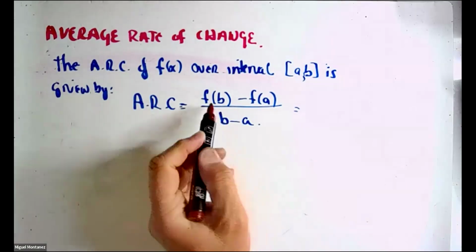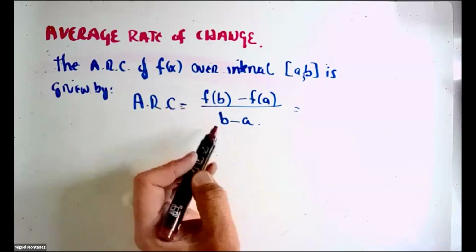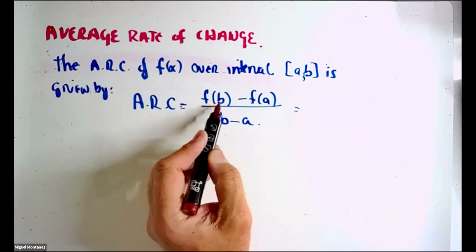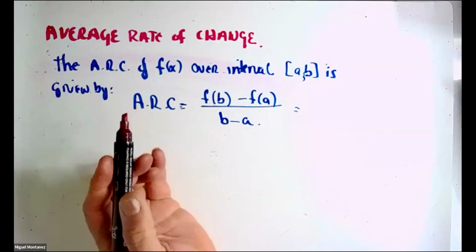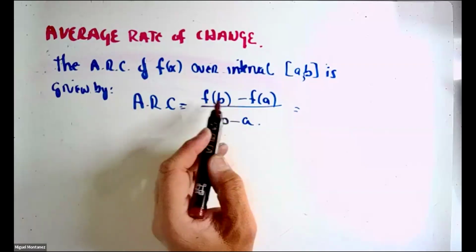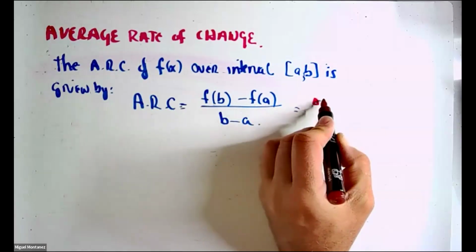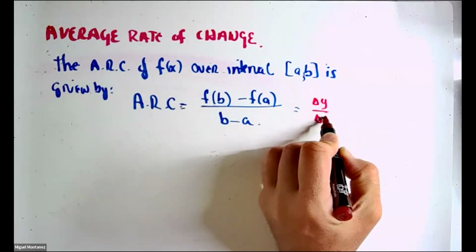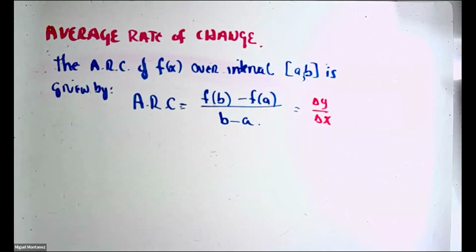It's the output when the input is b, so if this is x sub 2, that would be y sub 2 minus y sub 1 over x sub 2 minus x sub 1. Indeed, rise over run, the slope formula. I prefer to use the sign delta, meaning change: the change in y over the change in x.